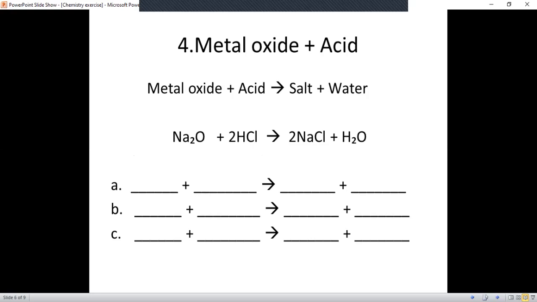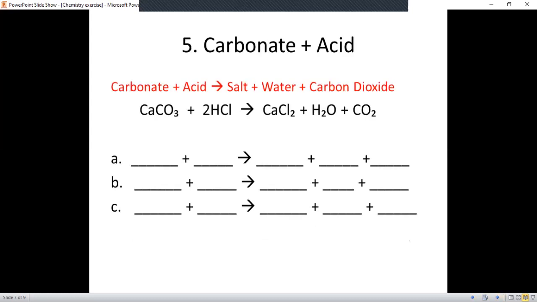Here, you do not have anything written. You have to choose the metal oxide and the acid to put in both places in order to have salt and water. So you have to write 3 examples. Okay, let's see the other one. So carbonate plus acid. Carbonate plus acid give salt plus water plus carbon dioxide. So calcium carbonate plus hydrochloric acid will give calcium chloride plus water and plus carbon dioxide.